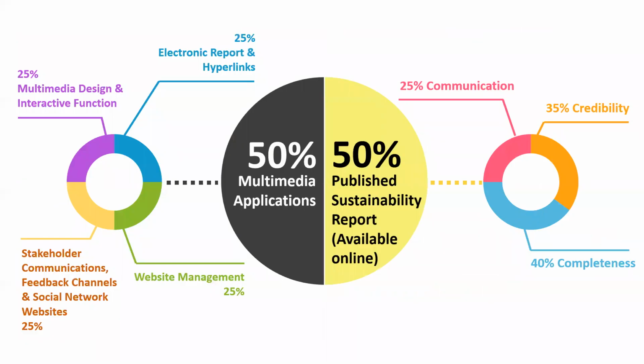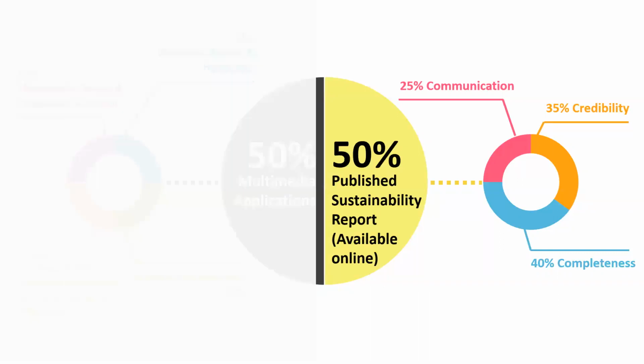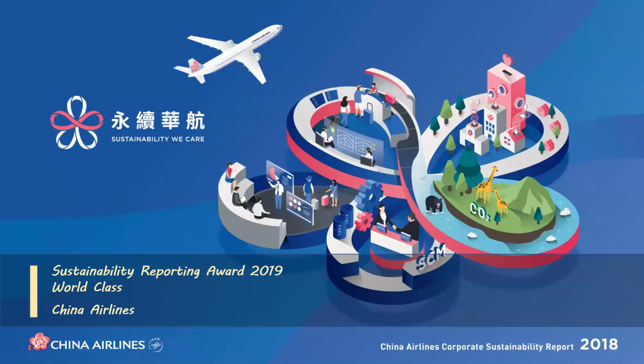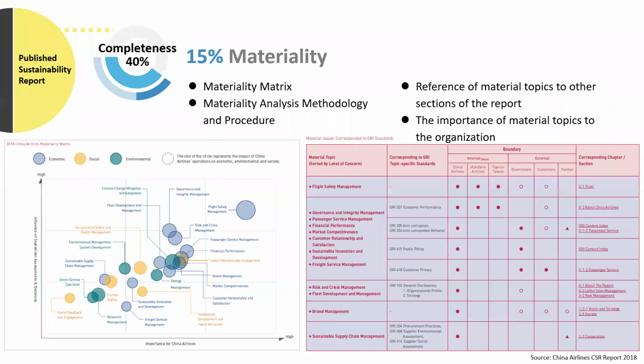So those are the two key sections we assess for this award, the report and the website. So it's a combination of compliance issues and also creative communication. First of all, we'll look at the report section. So the key criteria are completeness, credibility, and communication. I'll give you an example from last year's winner, China Airlines, who won the 2019 Sustainability Reporting Award.